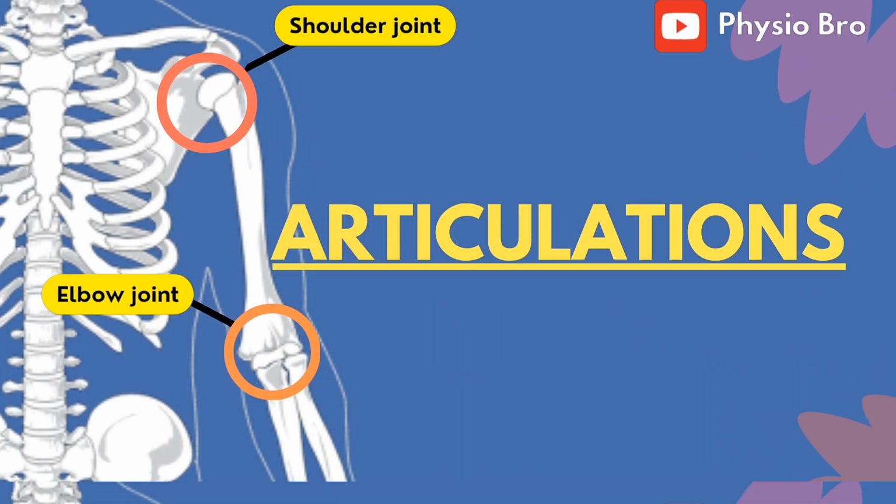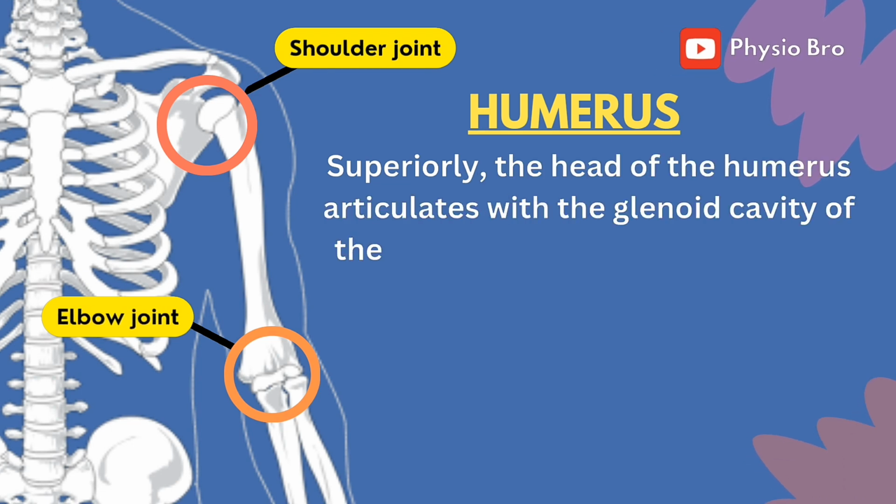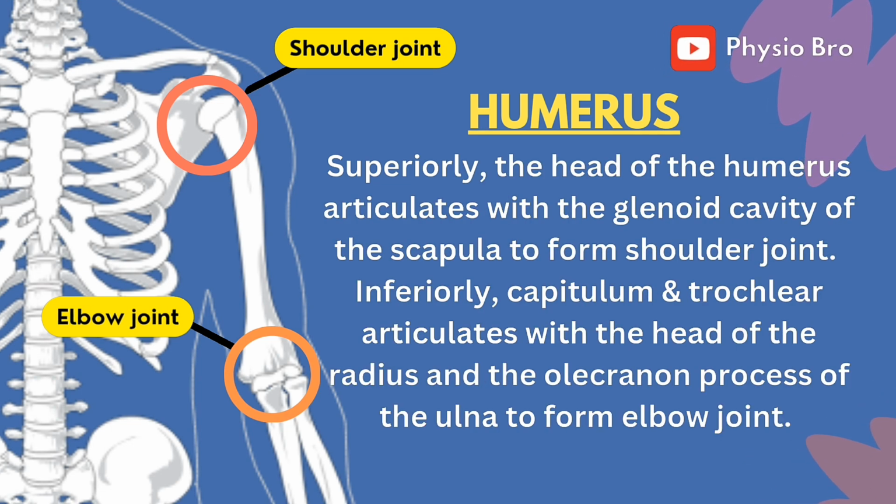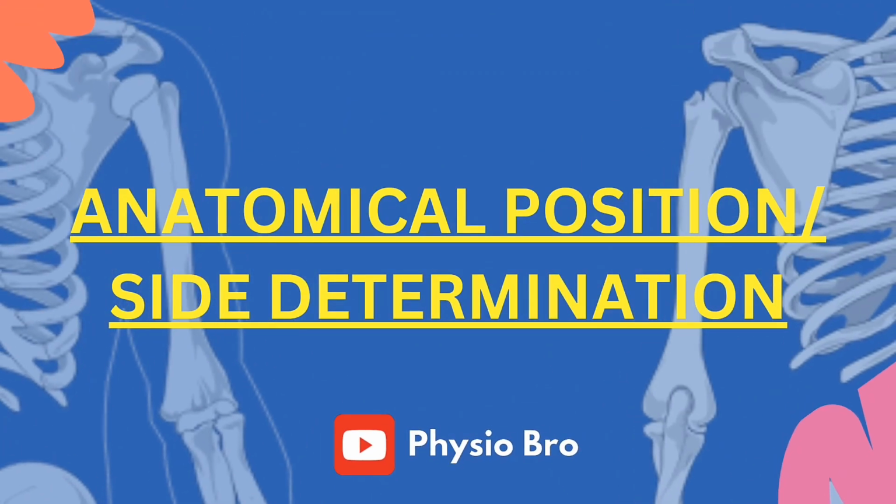Articulations. Superiorly, the head of the humerus articulates with the glenoid cavity of the scapula to form shoulder joint. Inferiorly, capitulum and trochlea articulate with the head of the radius and the olecranon process of the ulna to form elbow joint.